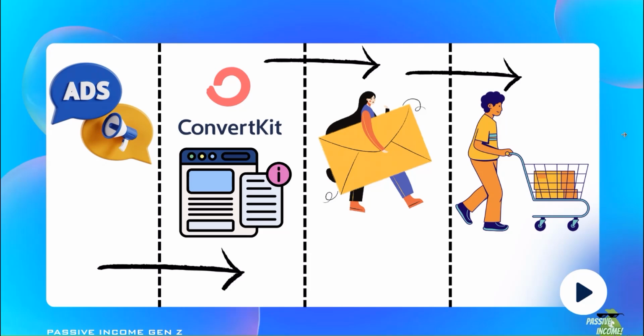The beginning of the funnel is built using ConvertKit. It's called a squeeze page. What a squeeze page is, is nothing more than a page where people are asked to give their email address in exchange for a lead magnet, something we call a lead magnet. In other words, it's a free resource.